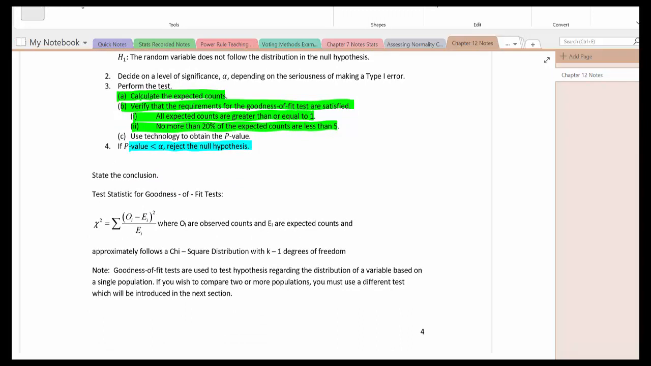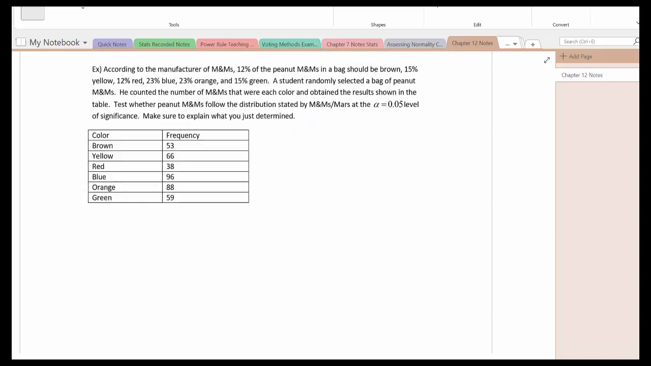Keep in mind, goodness of fit tests are used to test hypotheses regarding the distribution of a variable based on a single population. If you wish to compare 2 or more populations, you must use a different test, which we will talk about in the next section.